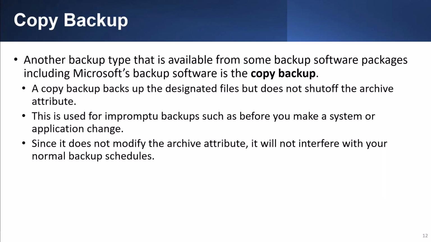Another backup type that is available from some backup software packages, including Microsoft's backup software, is the copy backup. A copy backup backs up the designated files but does not shut off the archive attribute. This is used for impromptu backups, such as before you make a system or application change. Since it does not modify the archive attribute, it will not interfere with your normal backup schedules.